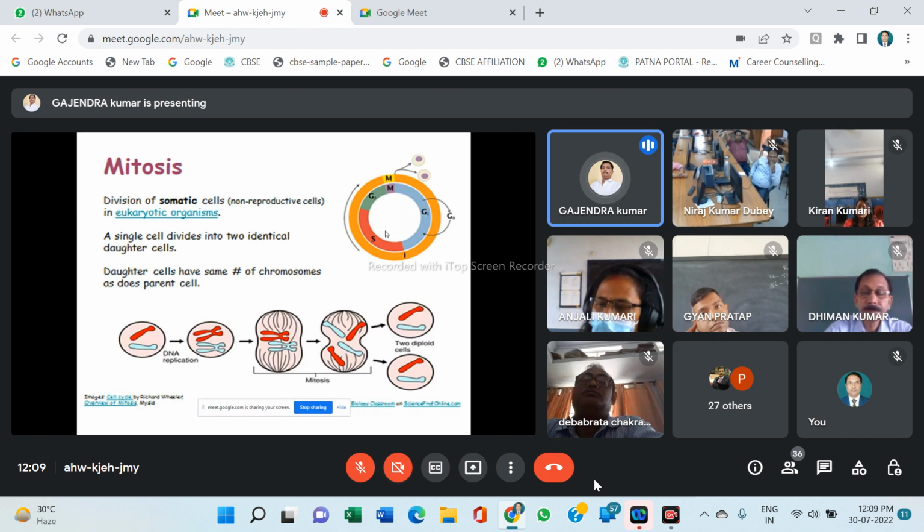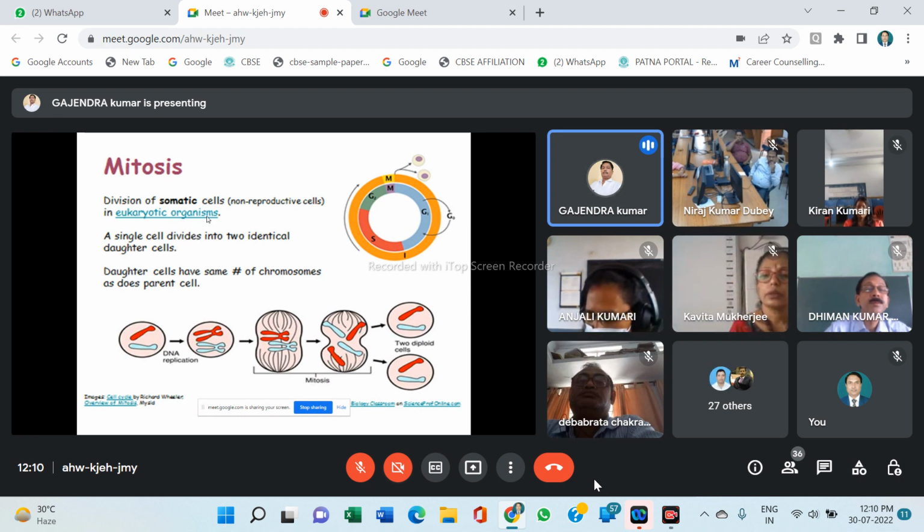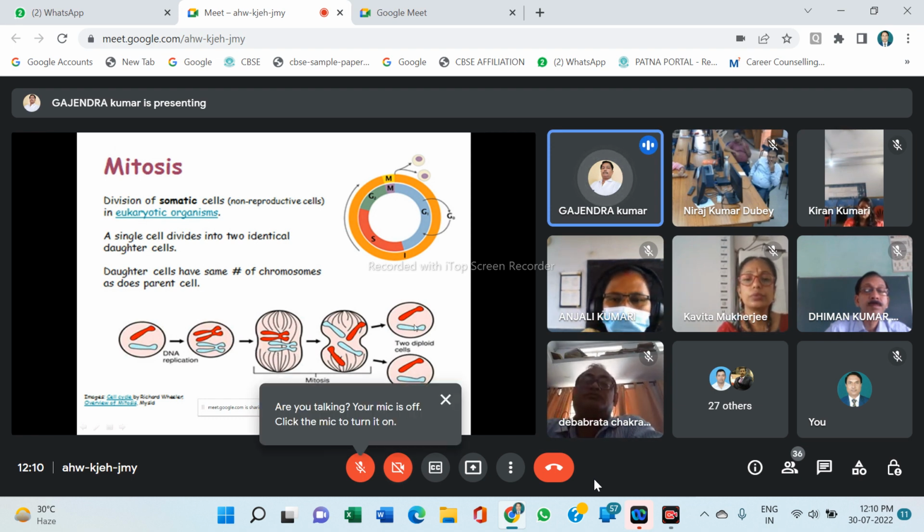Now, the mitotic cell division, division of somatic cell in the eukaryotic organism forms two daughter cells having the same number of chromosomes as the parent cell, and that's why that is called equational cell division. Here the DNA replication takes place in the cell, and the cell undergoes mitotic cell division, and two daughter cells are formed. Both are diploid. Both are having the same number of chromosomes as the parent cell.